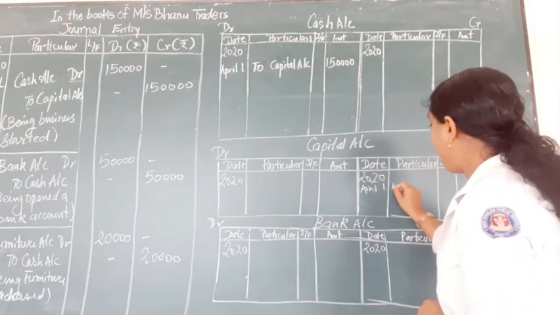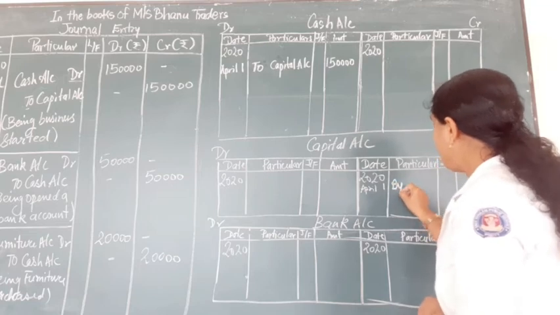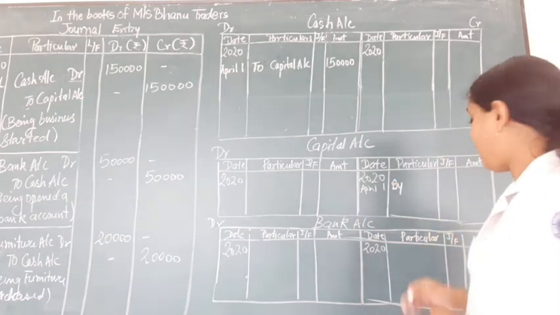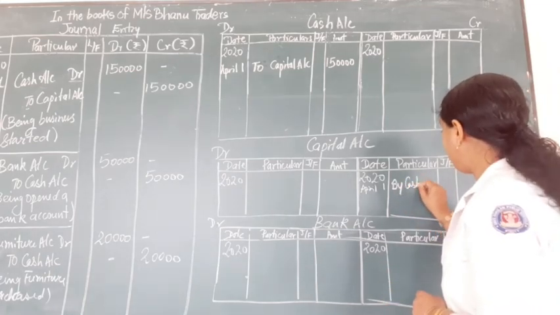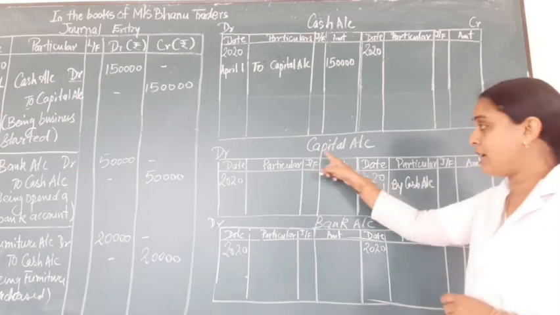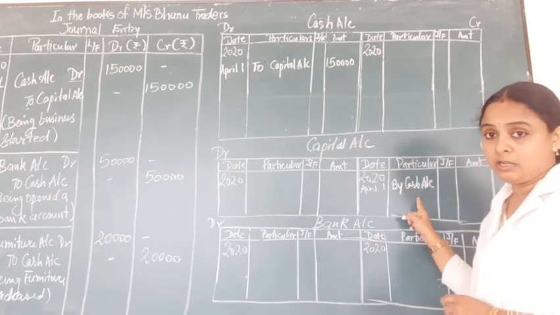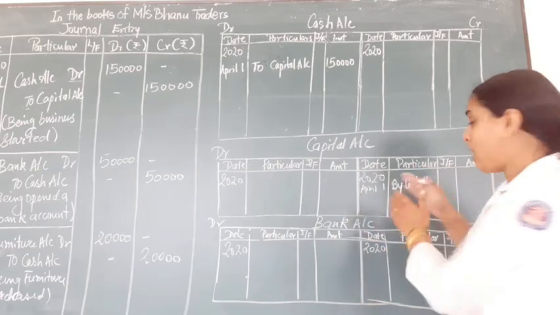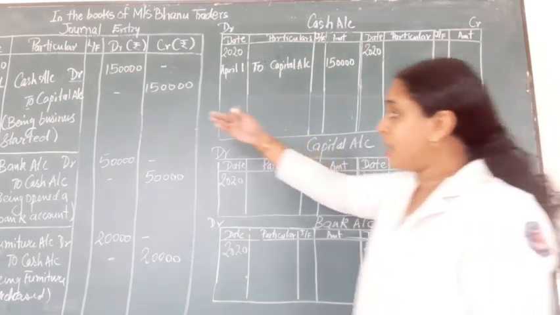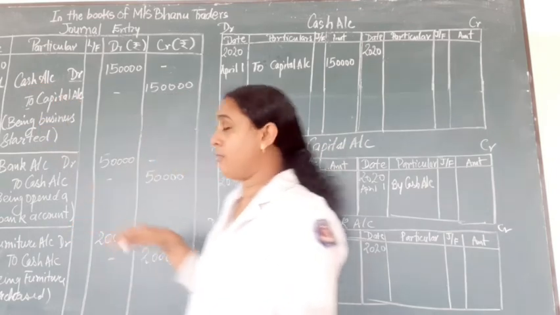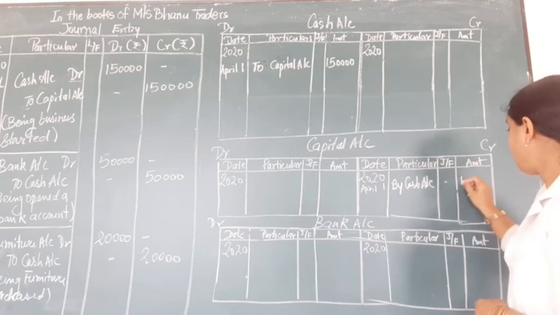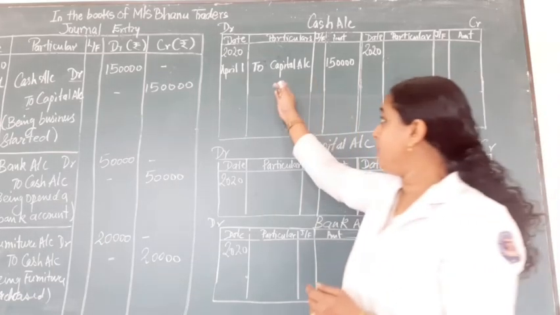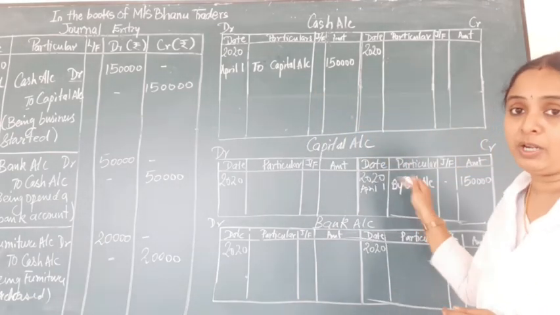What do you write? By. So whenever you are posting an entry on your credit side, you have to use the word "By." By cash account. You will never write the name of the same account, that is, in capital account itself you can't write capital. So the other account from where you are bringing that cash will be shown here. How much in the amount column do you write? You write 1,50,000. Okay. So both debit aspect and credit aspect have been recorded.